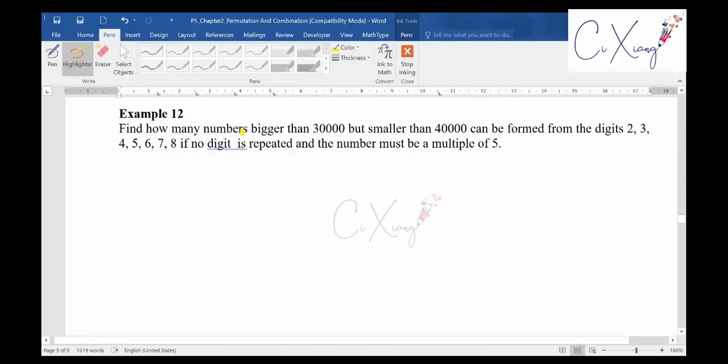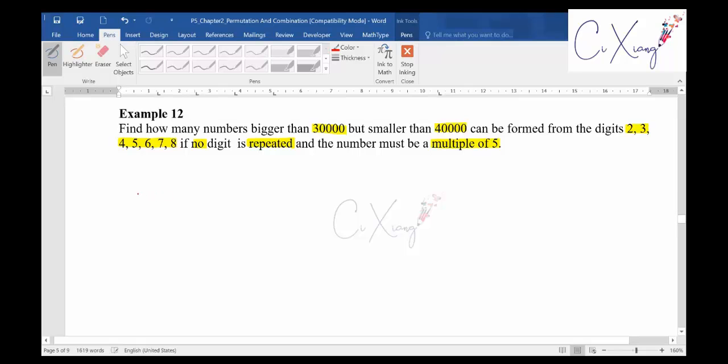How many numbers bigger than 30,000 but smaller than 40,000 can be formed from the digits 2, 3, 4, 5, 6, 7, 8, if no digit is repeated, and the number must be a multiple of 5? Okay, so if you read through this question, they have a lot of restrictions actually. So what do we have here?